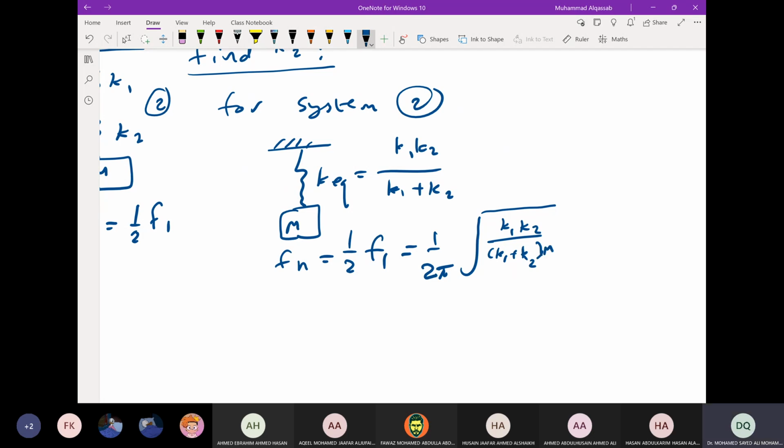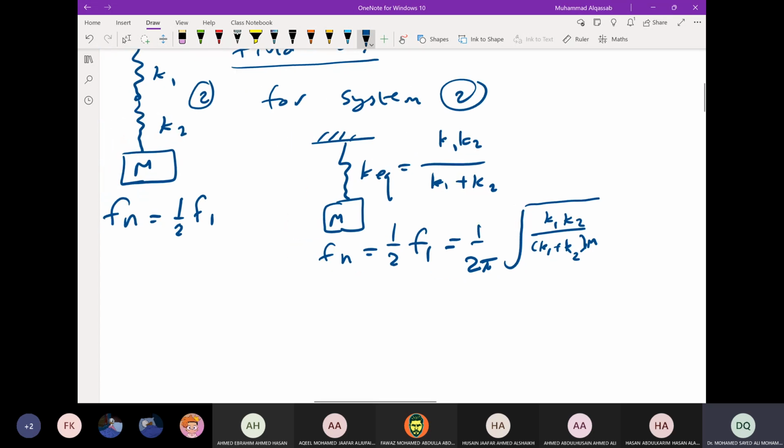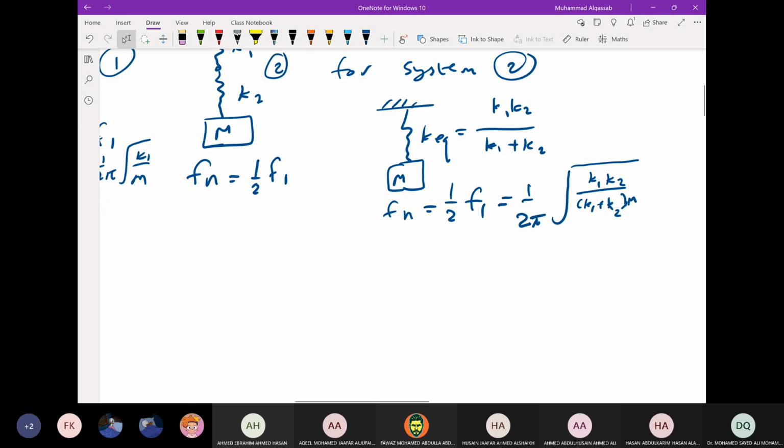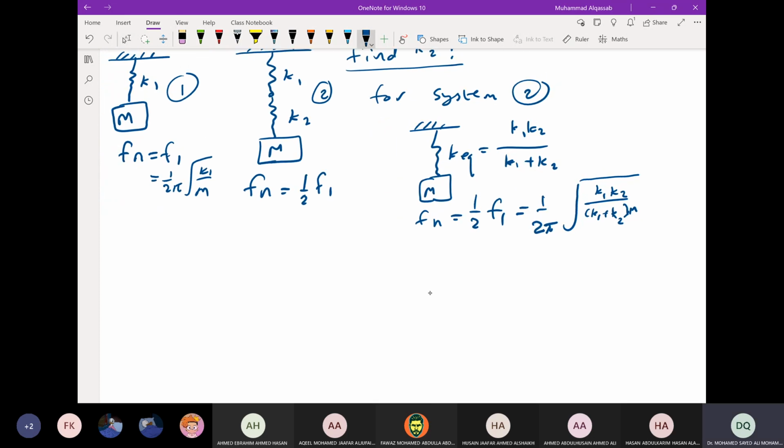Okay, so we have two equations with two unknowns, and the question is to find K2. So you can relate the two equations. We have the F1 equation. You can substitute for F1 here, and then you can simplify to find K2.